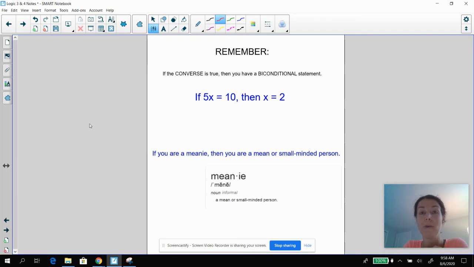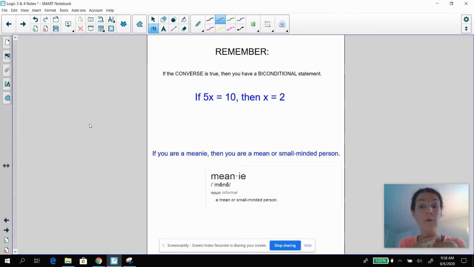Another thing, remember I told you, is a lot of these biconditional statements are definitions, and we're going to be using a ton of definitions in class this year. So here's an example, a silly example. But if you're a meanie, then you are a mean or small-minded person. So we've got an if and a then. Let's flip them.